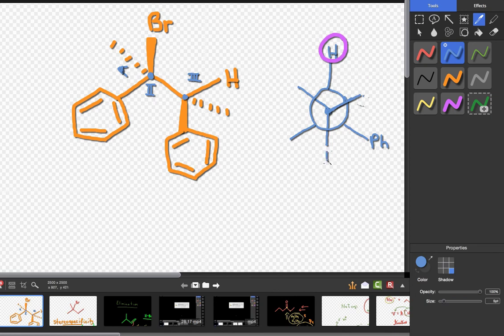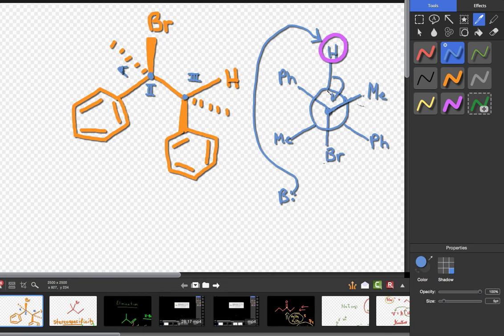So the bromine is right here. The phenyl group is here. And I'll just label these as methyl groups. Now I can push my arrows. So the base will remove a hydrogen. The electrons will go into this plane.